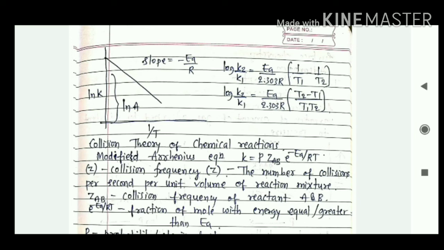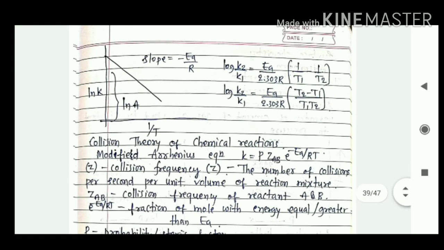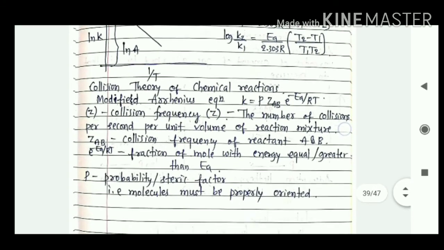Here we're going to get one graph, ln k versus 1 divided by T. In this case we're going to get a line with negative slope. The intercept is ln A, and the slope is equal to minus Ea divided by R. So we'll consider this one.